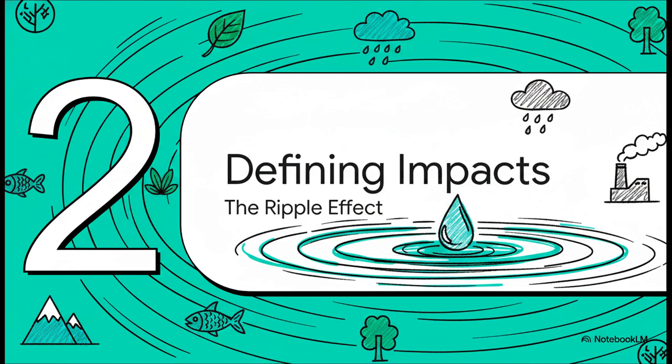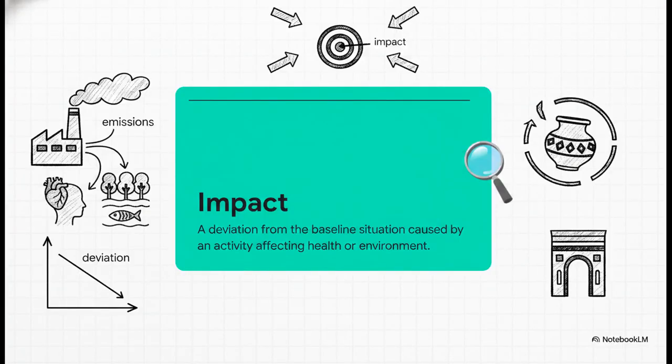Which brings us to Section 2, defining those environmental impacts, or as I like to call it, the ripple effect. The crucial thing here is understanding exactly what happens when that project catalyst smashes into our baseline environment. In the professional field of EIA, we don't just say a project has effects. We specifically look for impacts. An impact is any deviation, any change at all from the baseline situation that is directly caused by the project's activities. That baseline is simply what the environment would look like if the project had never existed.